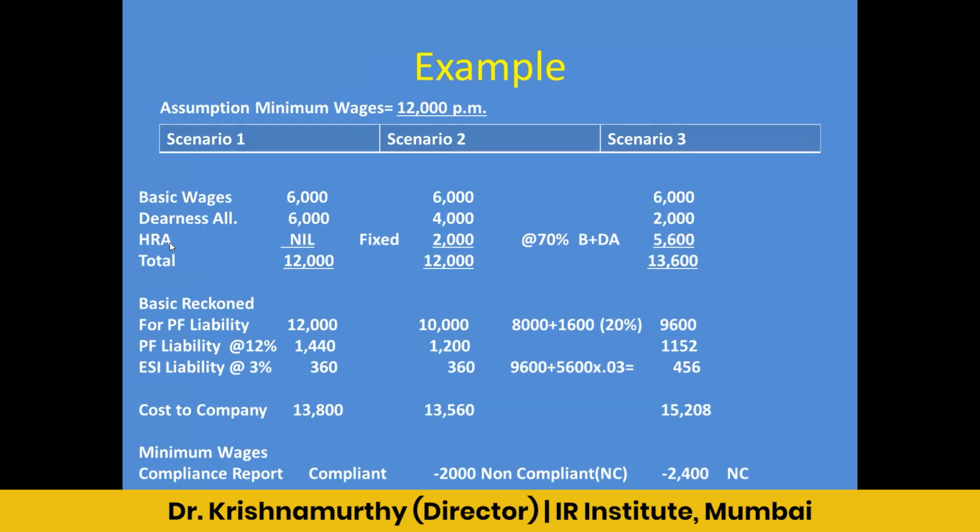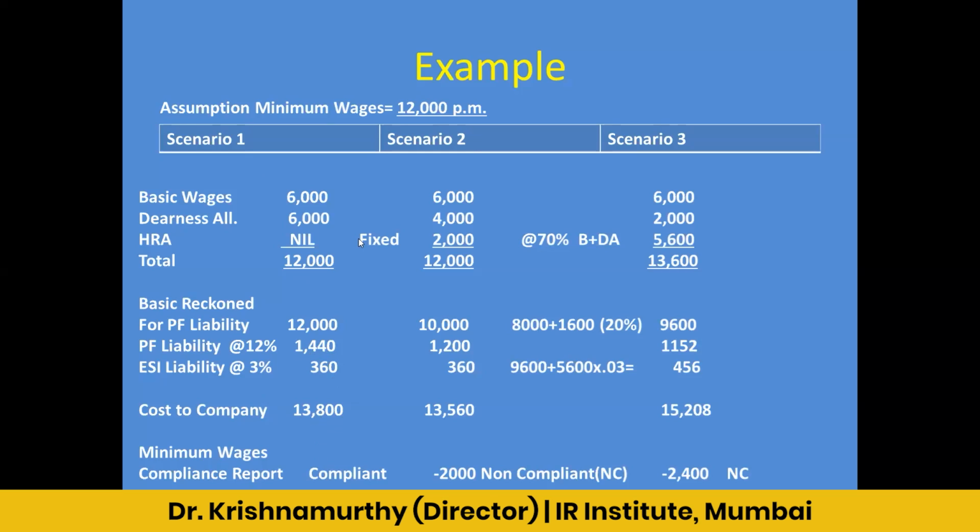If you have got 50 or more people working for you, then HRA is also compulsory. So basic wage and dearness allowance under the Minimum Wages Act will be required to be paid. And that comes to 12,000. Then the PF liability will be 1,440. ESI liability at 3% will be 360 for the employer. And the cost to the company will be 13,800. This is the standard scenario for minimum wages, assuming the minimum wages to be 12,000. And if you are paying like this, you are compliant.